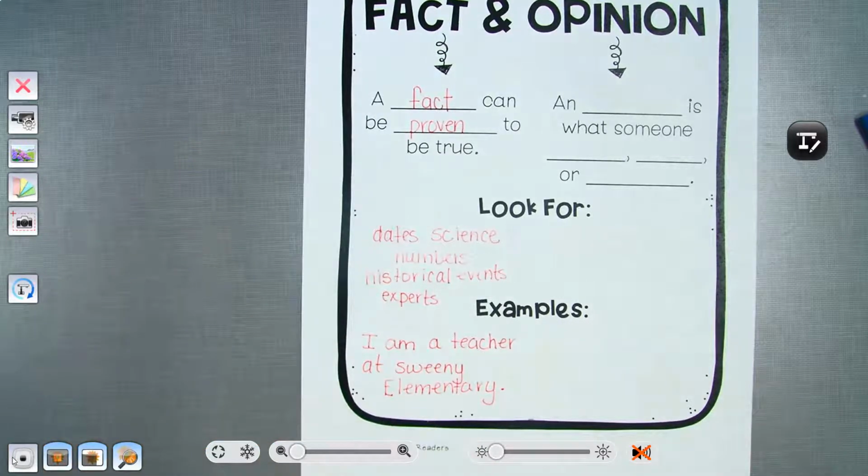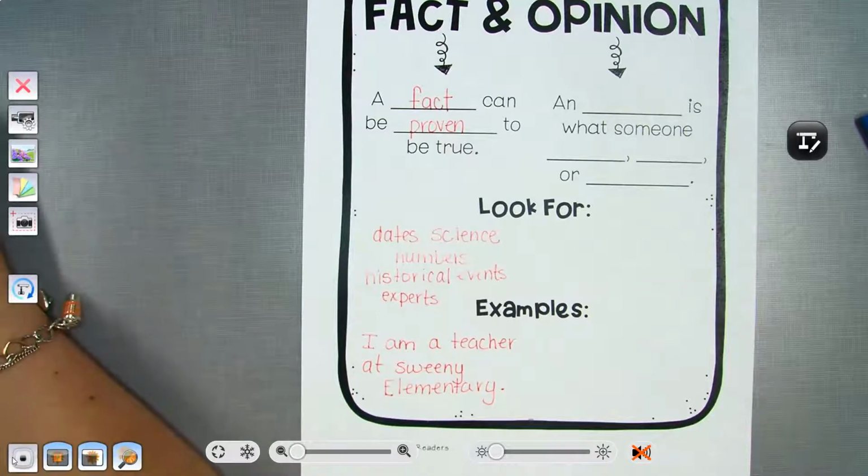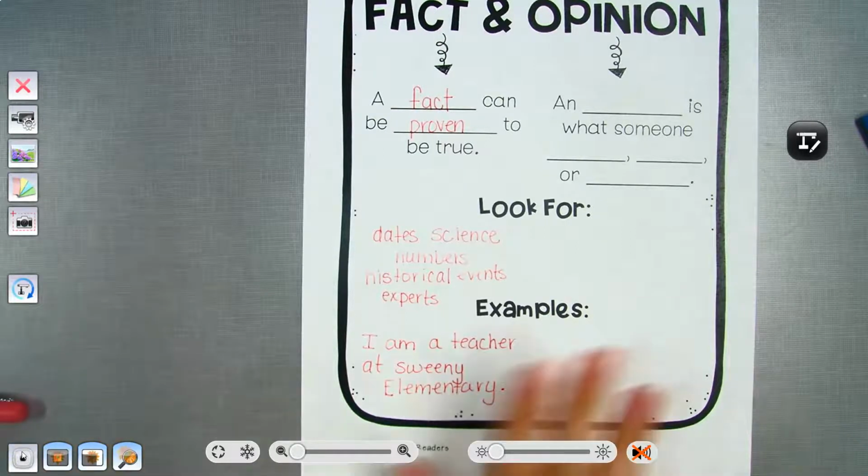If someone was to call up here and say, Miss Berry, does Miss Nieto teach at Sweeney Elementary? She would say, yes, she does. So they're calling to prove it. So that is a fact. Okay, so now let's talk about opinion.